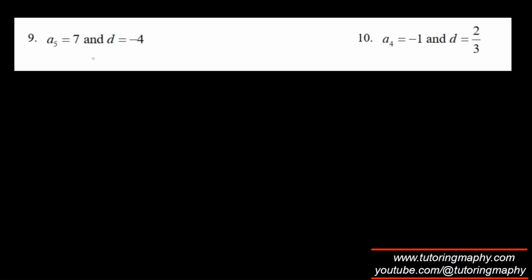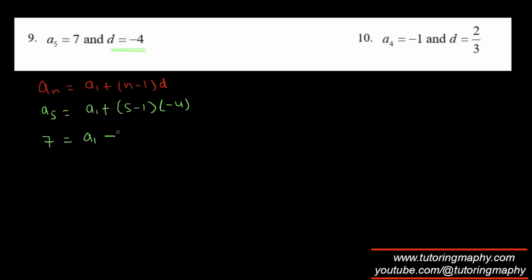Okay. Oh, well, this is so nice. Common difference is already given to us. So I'm just going to right away say that an is equal to a1 plus n minus 1 times d. I will put n as 5. So a5 is equal to a1 plus 5 minus 1 times d, which is negative 4. A5 is 7. So 7 is equal to a1 minus 16. Adding 16 to both sides, this is 23, right?